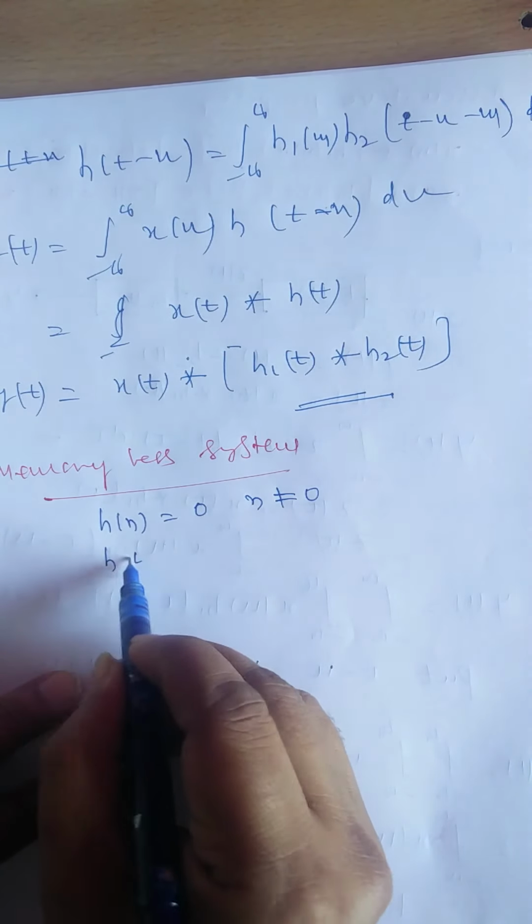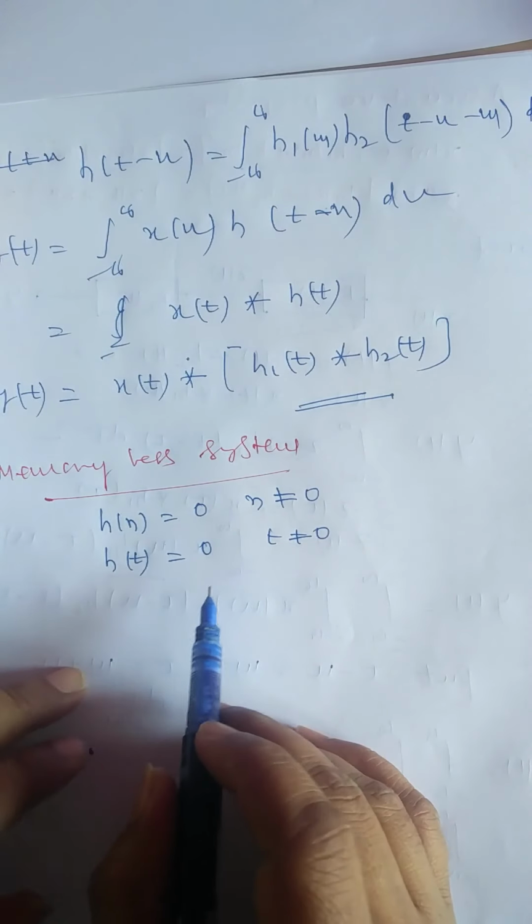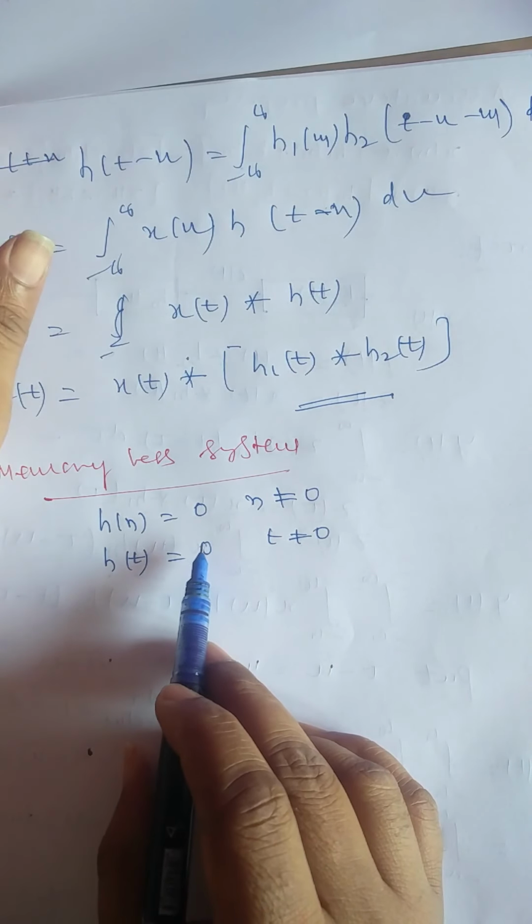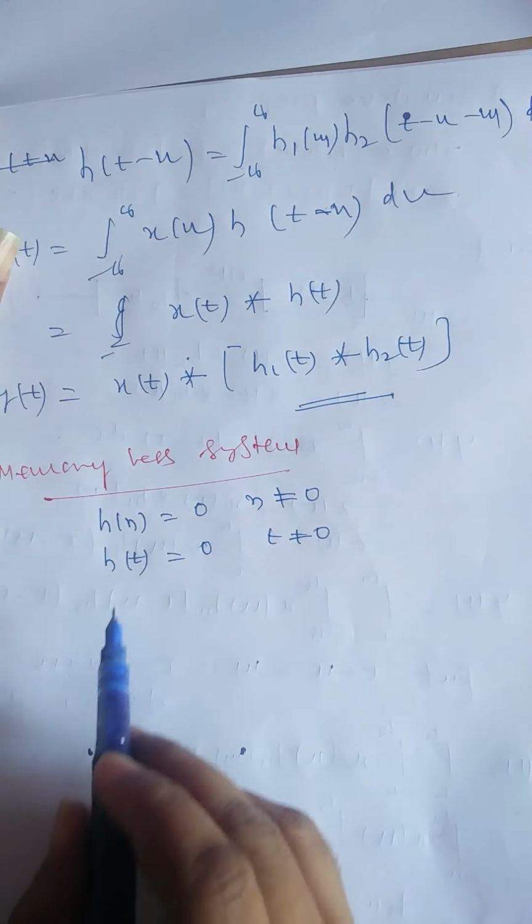Once again, I'll repeat this. Any system is said to be memoryless if its output depends only on the present values of the input. That is, if the impulse response h of n is equal to 0 when n is not equal to 0, and h of t is equal to 0 when t is not equal to 0. Similarly, we can say that about causality of the system.